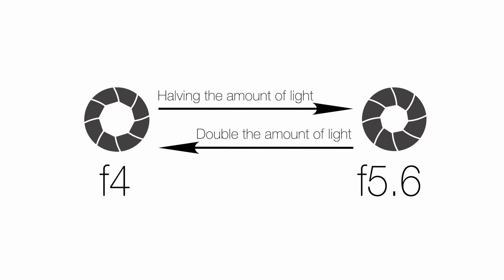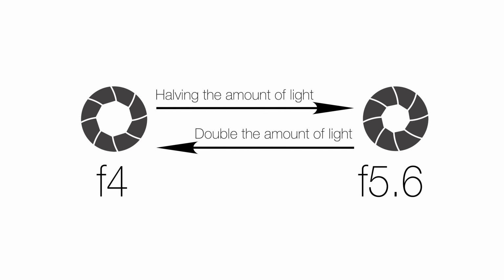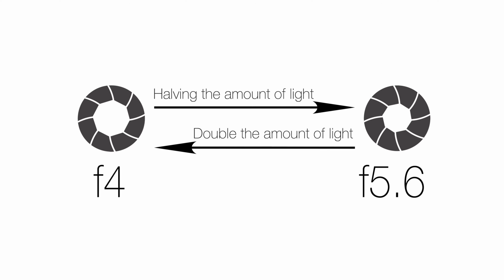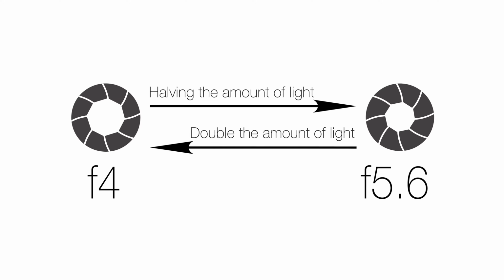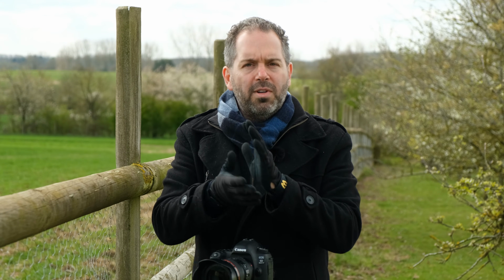And if you increase the light by one stop, you are actually doubling the amount of light. And if you are decreasing the light by one stop, you are halving the amount of light. So when it actually comes to talking about f-stops, it's not really to do with specific numbers, it's just to do with the stops of light.